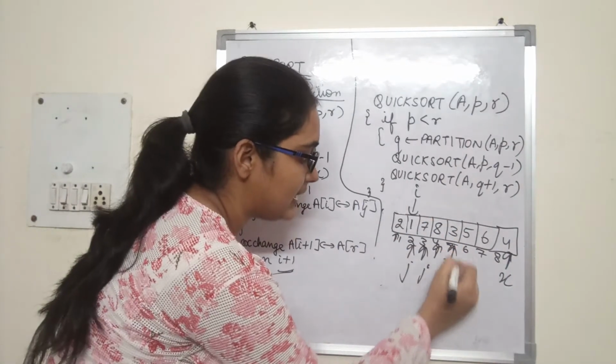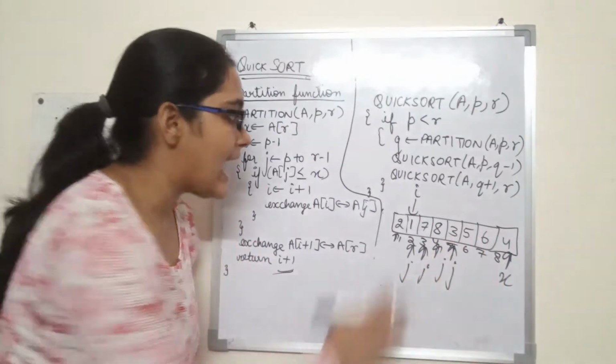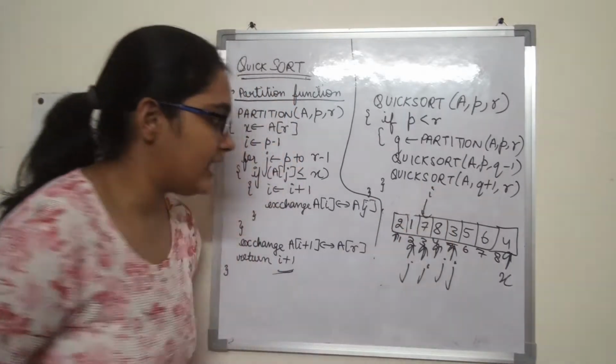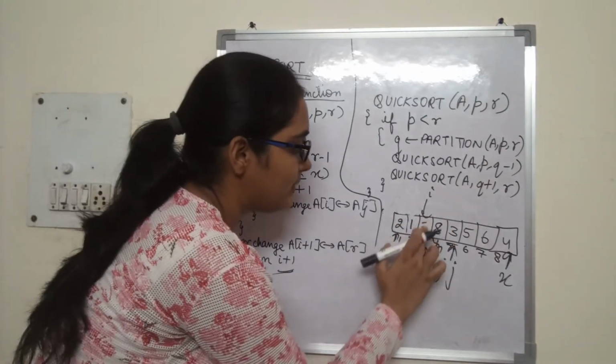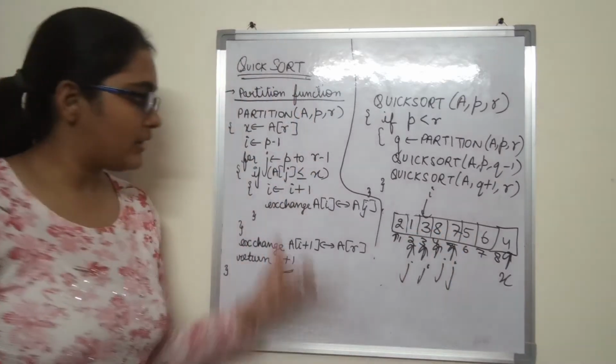Now again j will be incremented. Now is 3 less than or equal to 4? True. What will happen? i will be incremented, and A of i and A of j will be exchanged. That is, 7 and 3 will be exchanged. You can look here, okay?